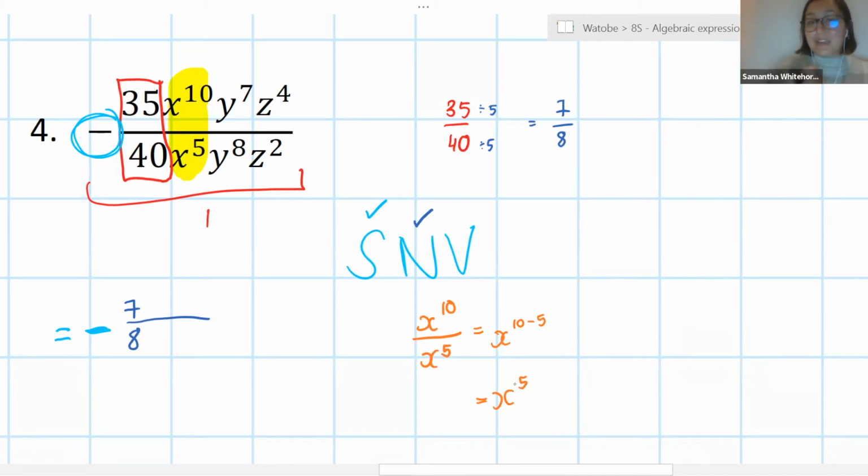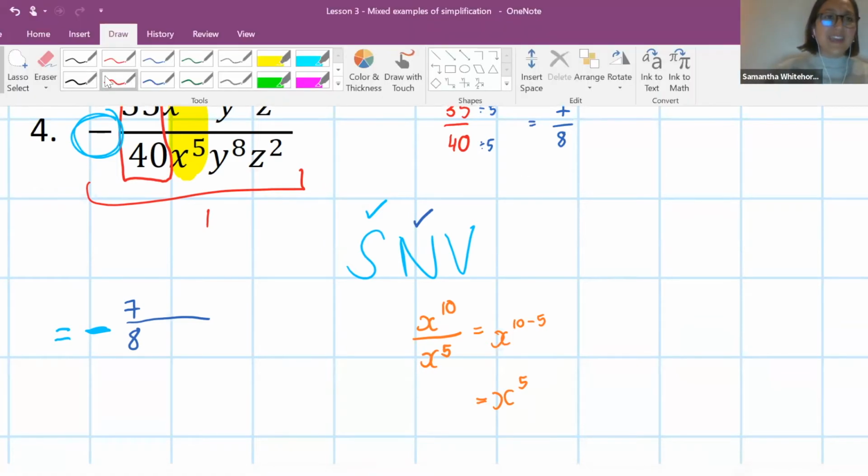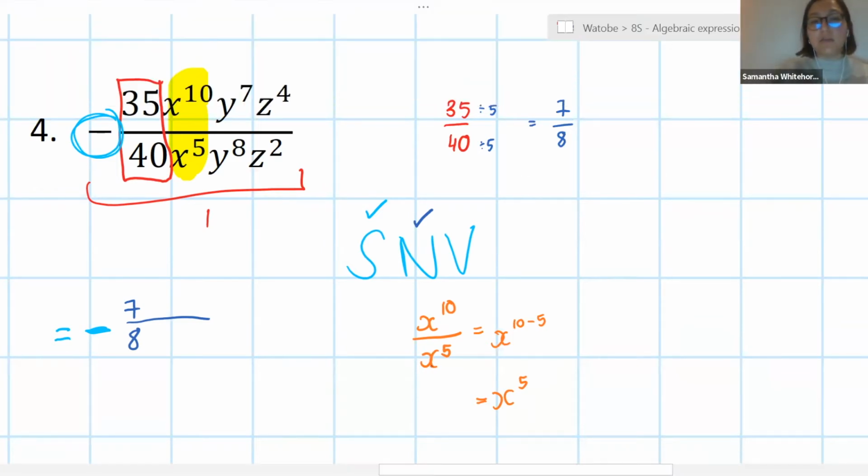I personally never use the exponent laws when I divide. It's just something that doesn't work for me. I use cross cancelling. So I say, alrighty, well, if I've got 10 x's in my numerator and 5 in my denominator, I can cancel 5 at the bottom with 5 at the top, leaving me with x to the power 5. I get exactly the same answer. So however you choose to do it, that is up to you.